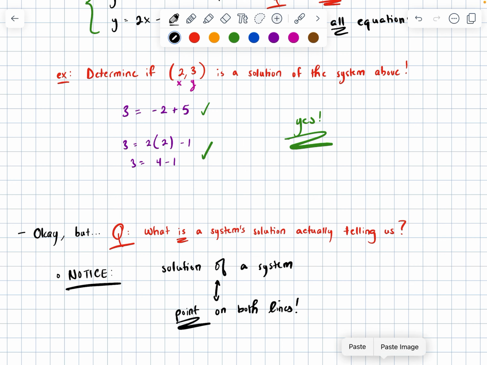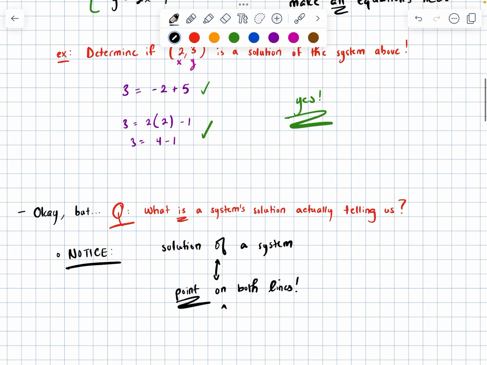And if I have a point that lives on both lines at the same time, what that hopefully means for you is that, for the most part, the points on the lines will be different, but if I find a place where they have the same point, that must be where the lines intersect. So what we are really doing by finding a system's solution is finding the place on the graph where the two lines cross each other, where they meet.